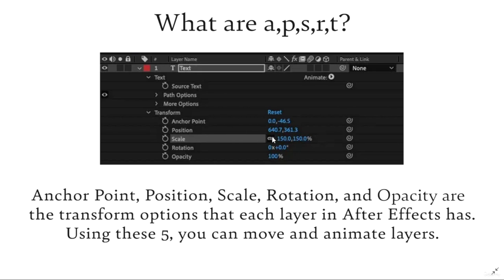You can see that scale is in percent. Anchor point and position have the X and Y values. So X is here, Y is here, X, Y. But scale is in percent, which is related to the size of your layer. And when you link them, they will be equal no matter what. This is also the X and Y values, but it's in percent.